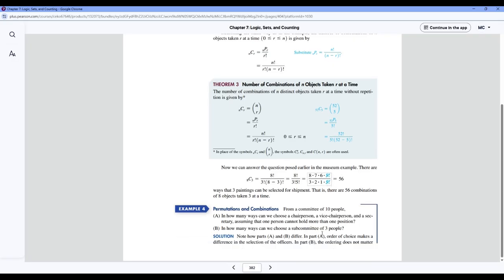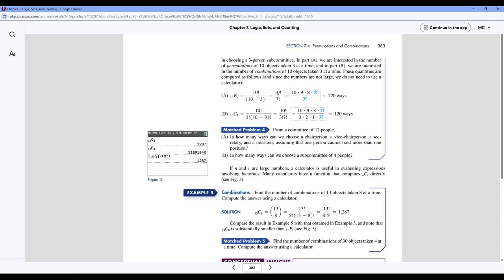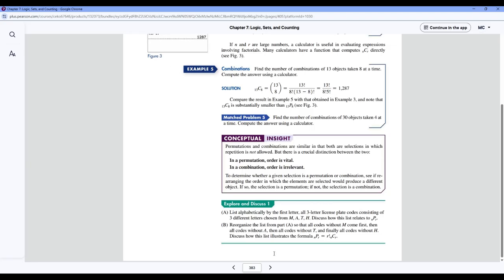It's all going to cancel out. In a permutation, order is vital, and in a combination, order is irrelevant. Yep, exactly. That's really the main thing.